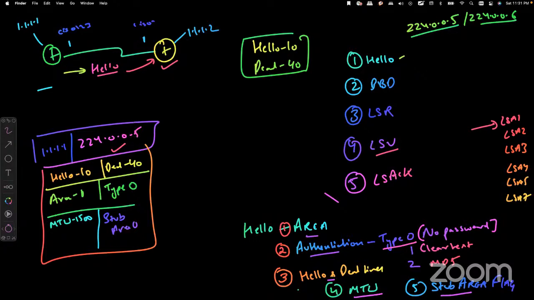Then does it support SHA authentication mode? Which authentication? SHA, HMAC. I have to check. EIGRP started using HMAC, but for OSPF I have to check. I'm not sure.